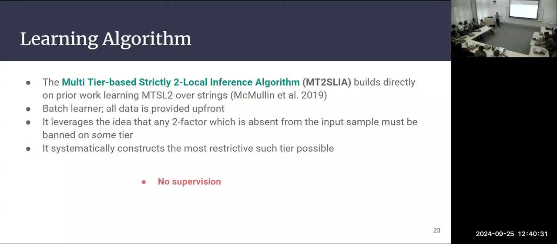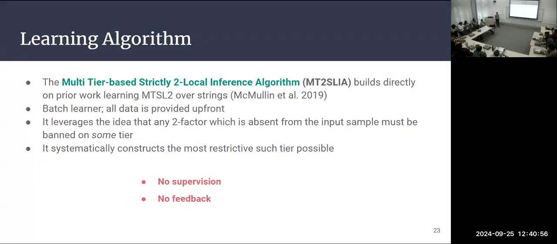So this algorithm proceeds totally unsupervised, right? It just gets the data and it does its thing. There's no feedback about its predictions, and it's only learning from positive data. So it gets all this positive data, it does its thing, it spits out a grammar. There isn't some kind of feedback loop where it can ask, am I right about this?